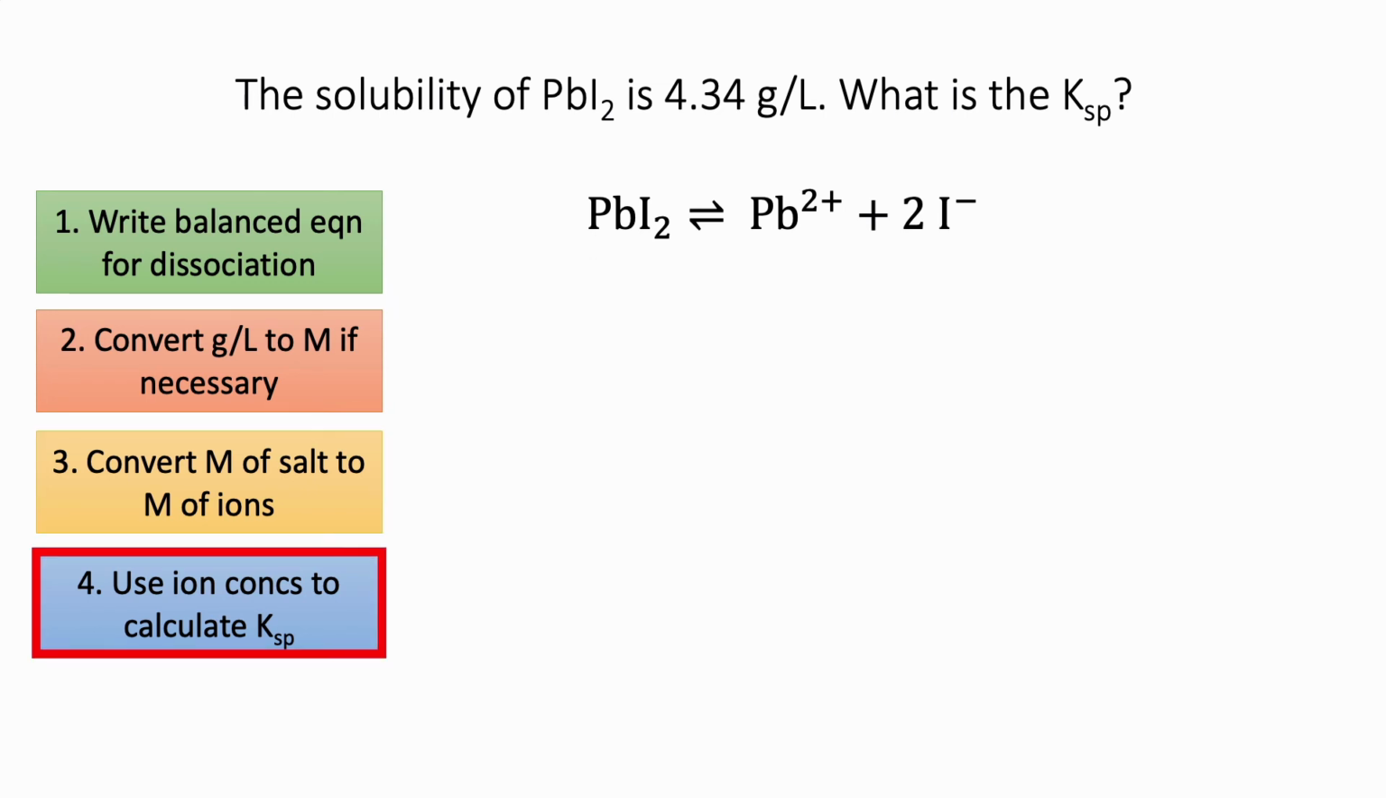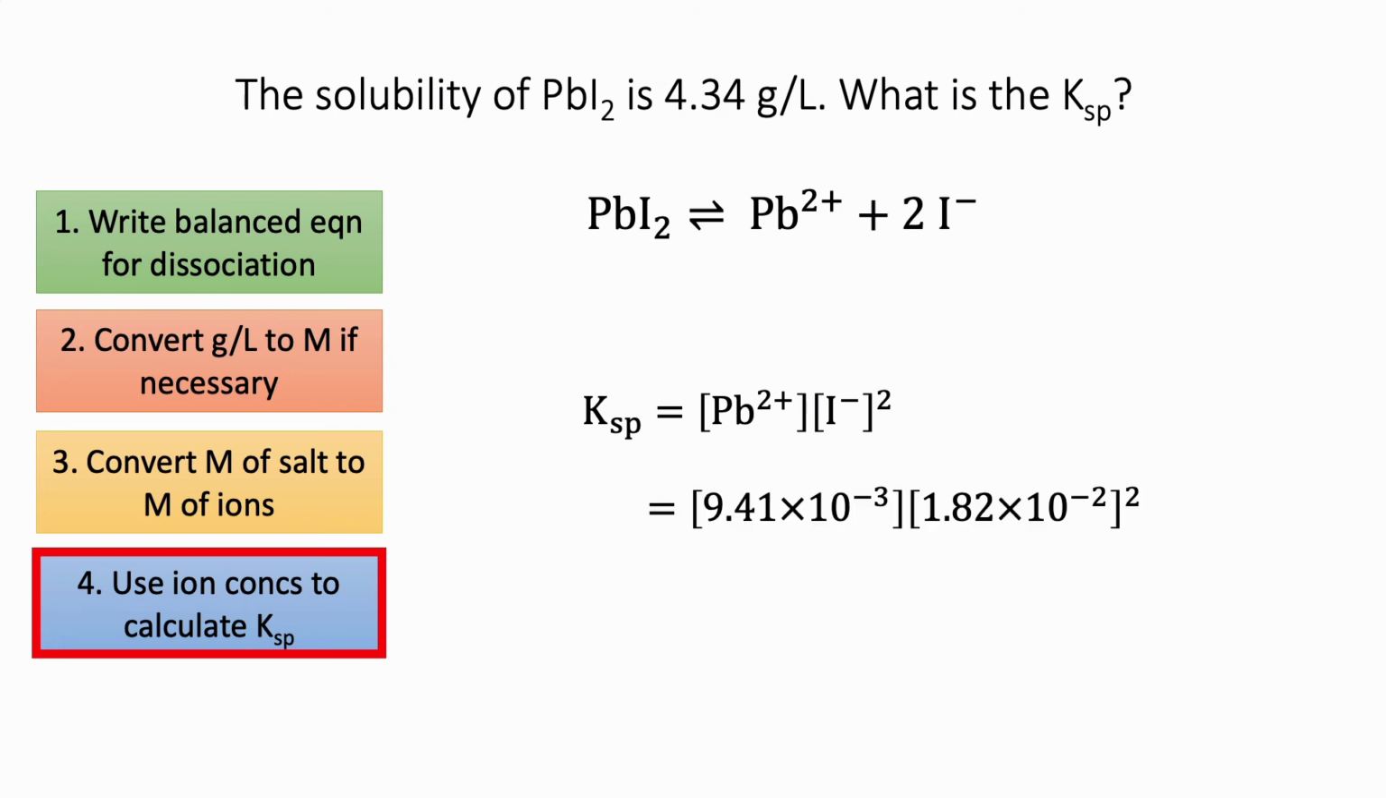Now we're going to use our ion concentrations to calculate KSP. Again, we start by writing our KSP expression, which is lead 2 plus times iodide squared. That's going to be 9.41 times 10 to the minus third, our lead concentration, times 1.82 times 10 to the minus second squared, which is our iodide concentration. And that gives us a KSP value of 3.12 times 10 to the minus 6th.